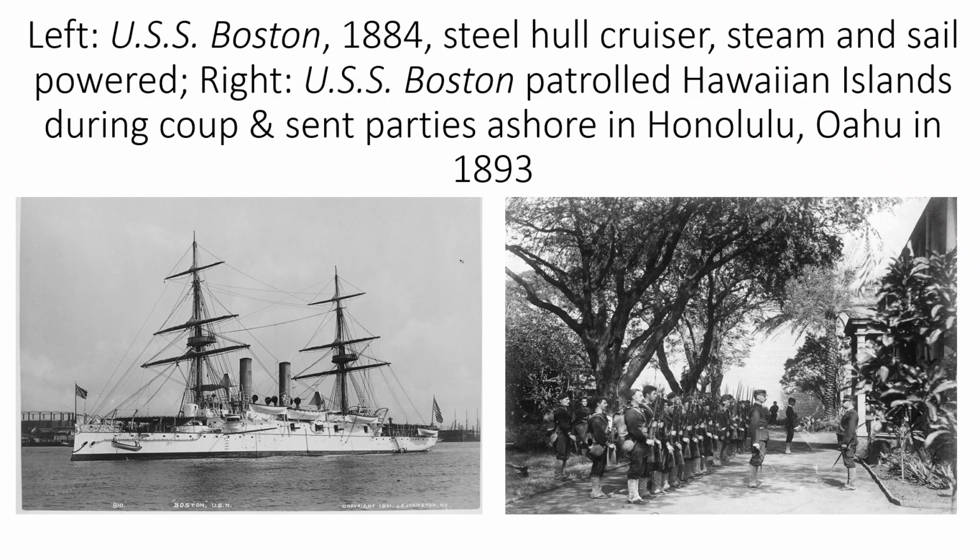This is the USS Boston, 1884. It's a steel hull cruiser, steam and sail powered, and it was sailors and Marines from this vessel that disembarked and deployed in Honolulu in 1893. Officially, they were there to protect American lives and property, but by deploying there at that point in the Hawaiian insurrection, they were essentially backing the revolutionists and supporting their coup against the Hawaiian Queen.